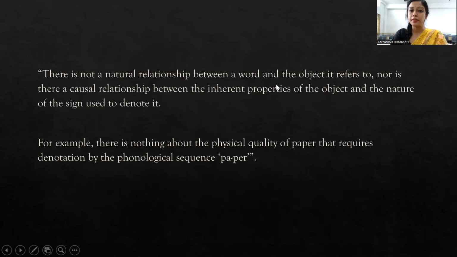For example, there is nothing about the physical quality of paper that requires denotation by the phonological sequence paper. Why do we call a paper paper? Why can't we call it something else? Why can't we call it pen? There is no logical relationship between the names that we have given to objects.